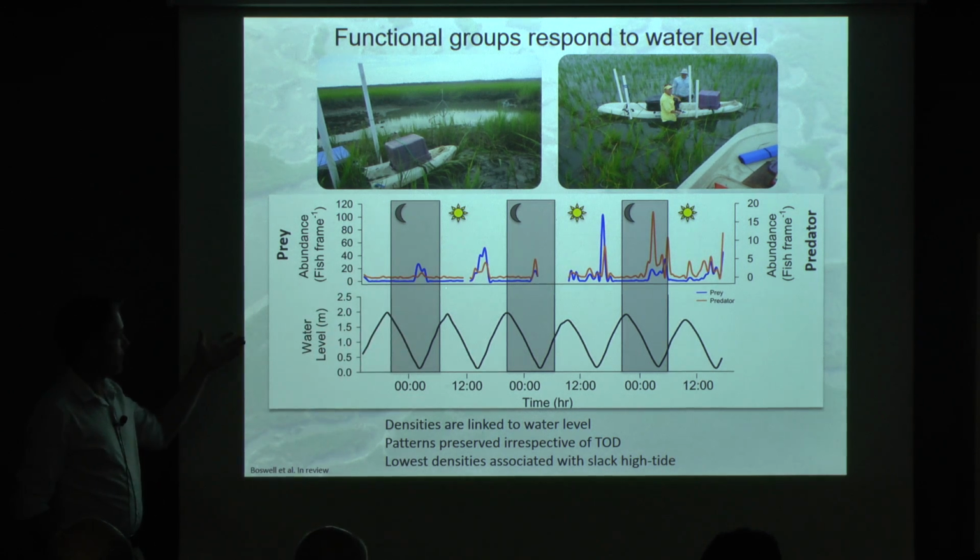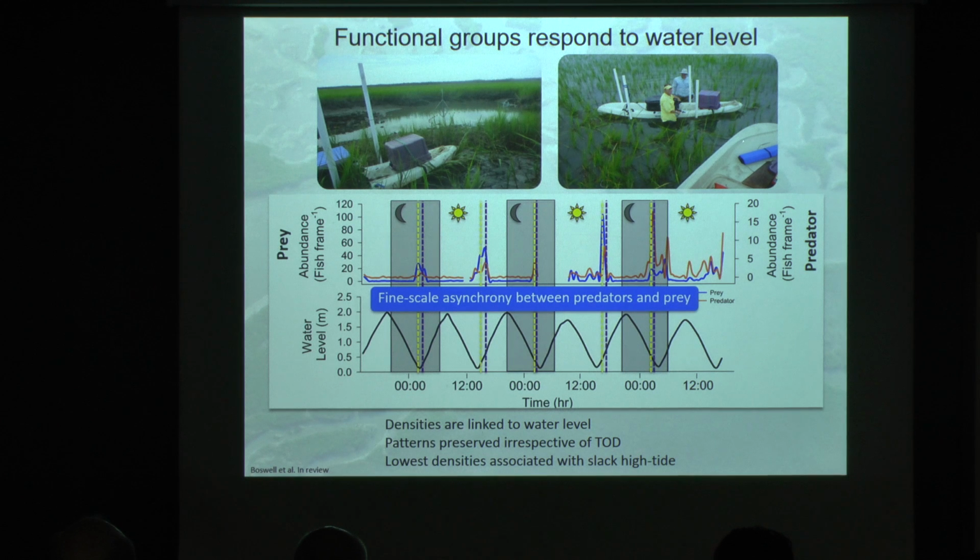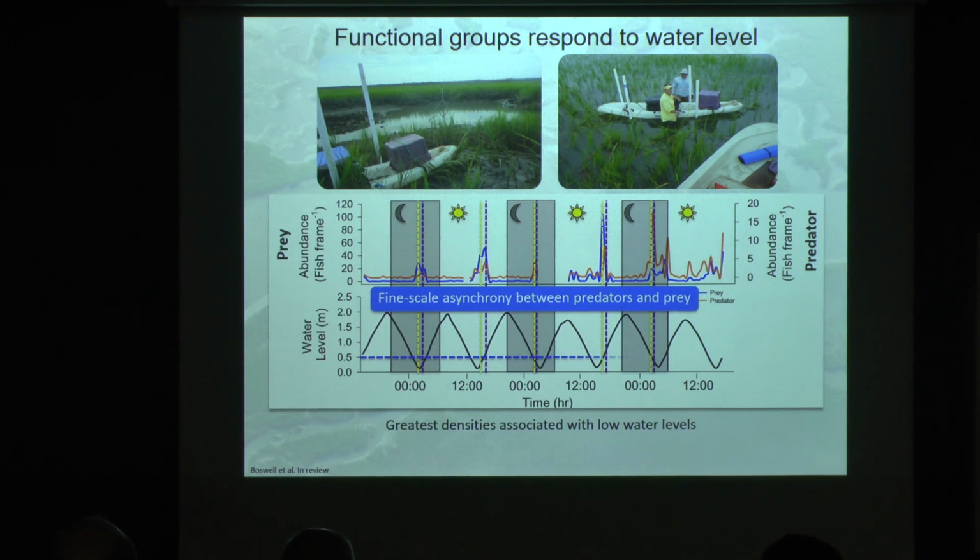And so we see that, well, interestingly, there's some patterns that immediately jump out at us, which are good. We can see that there's some fine scale asynchrony between these, so suggests that the prey show up just a little bit before the predators. Notice, interestingly, they tend to peak. Their abundance or density peaks at lowest water level. So within about half a meter or so in that interface is where we see the peaks in prey.